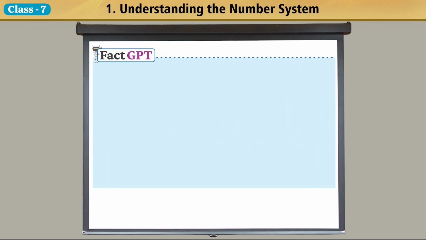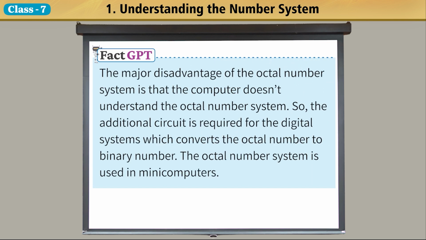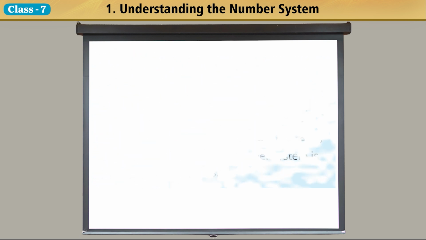Fact: The major disadvantage of the octal number system is that the computer doesn't understand the octal number system. So, an additional circuit is required for the digital systems which converts the octal number to a binary number. The octal number system is used in minicomputers.